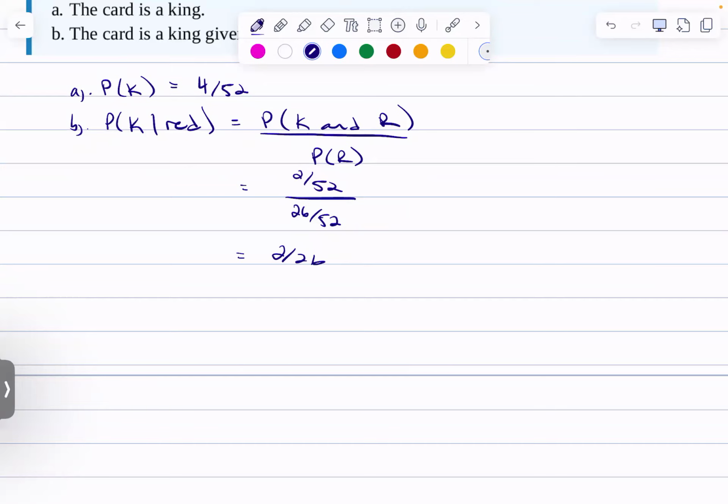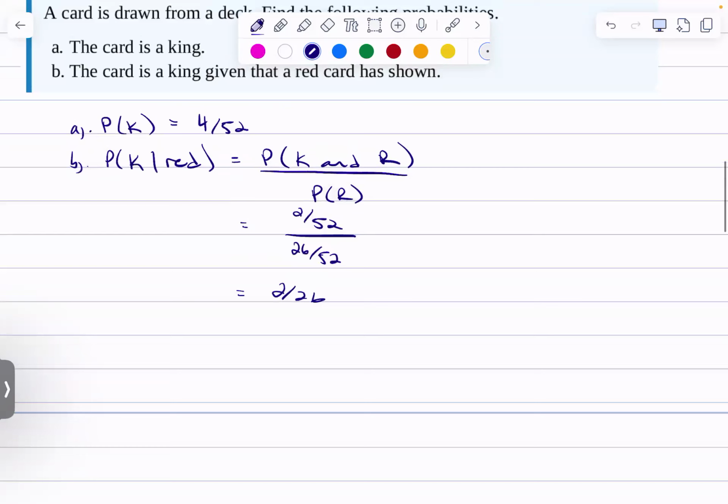Two over 26. If I make these decimals to compare, then 2/26, I think I said it wrong.